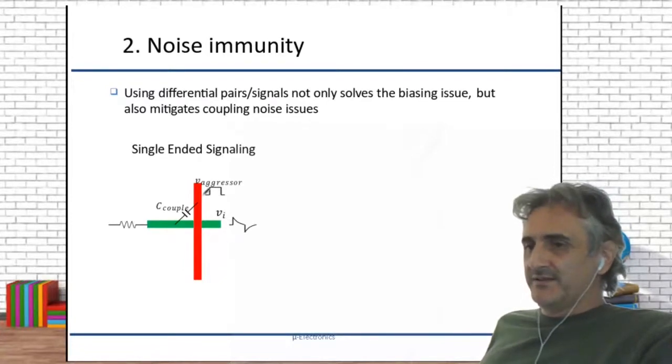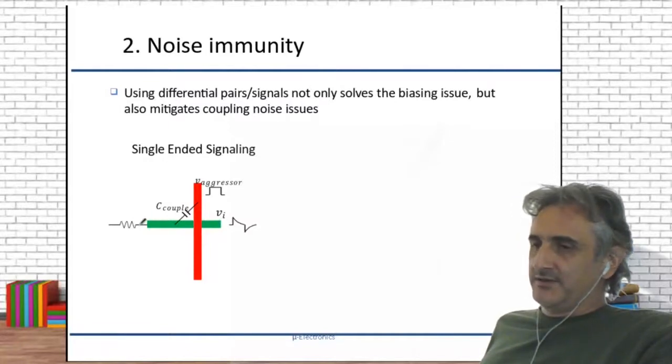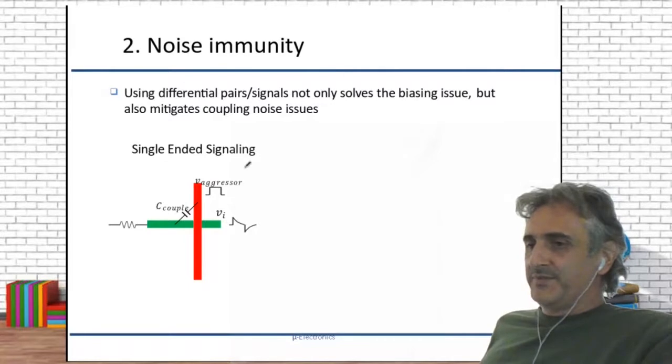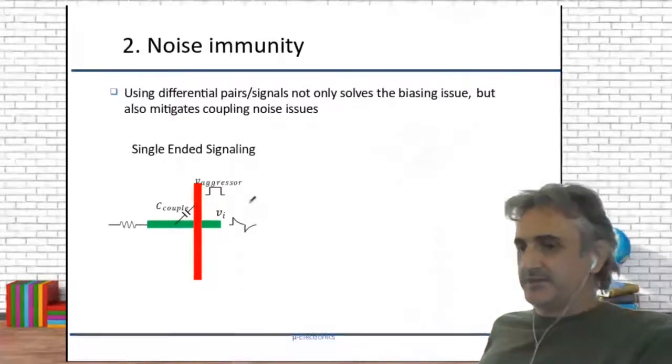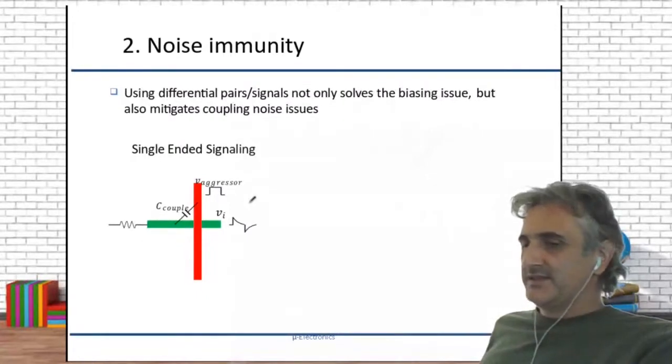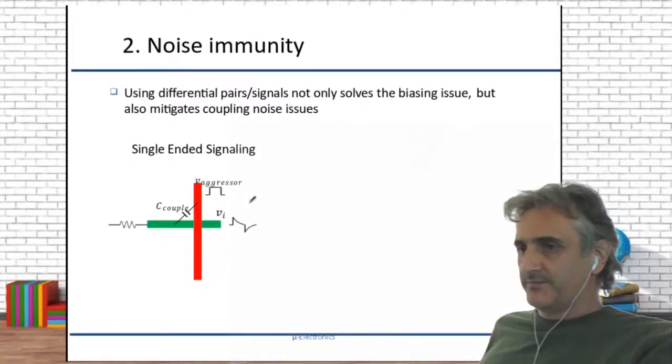So in this case, even if the signal is constant in the green line at the beginning, at the end, because of the aggressor signal, you will get some spurious signal at the output of the green line, which is bad because it can cause the system to malfunction. So this is a problem, and using single-ended signals is not easy to solve.